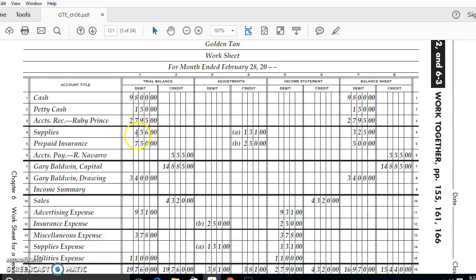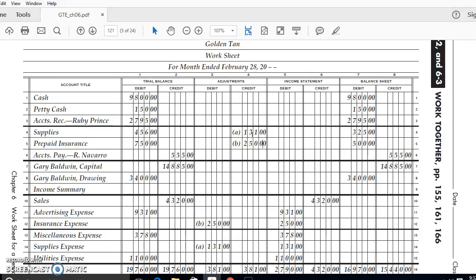So this number, 456, represents what I have at the beginning of the month, and the 325 is how much I have at the end of the month, perhaps after cookie baking. So I started with $456 in supplies and I ended with $325. What I'm going to expense is what I've used. So to get that number, which is your adjustment number, you're going to take the end of the month balance from the beginning of the month balance, what you started with, and the difference is 131. That is your supply adjustment.